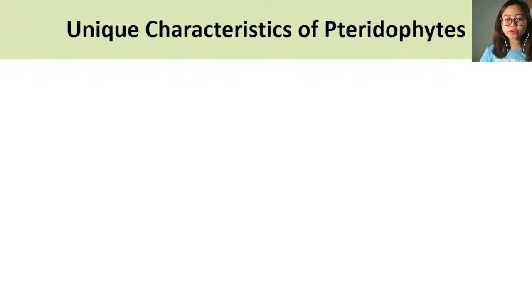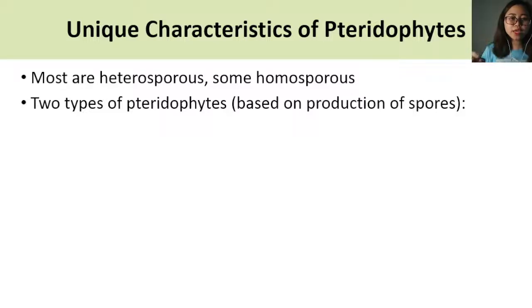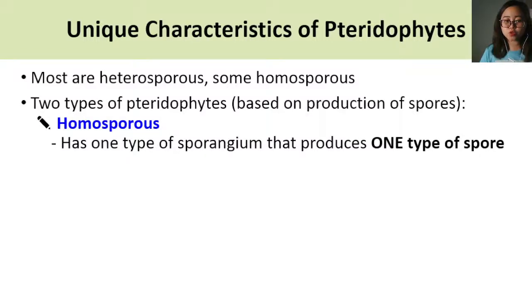Another unique characteristic of pteridophytes is that most of them are heterosporous, whereas some are homosporous. And we can divide organisms in group pteridophytes into two types based on their production of spores. Kalau kita tengok dari segi spore saja, bukan phylum-phylum, okay, kita tengok bentuk rupa spor dia sahaja. Kita boleh bahagikan kepada dua kumpulan. Kumpulan pertama homosporous, kumpulan kedua heterosporous.